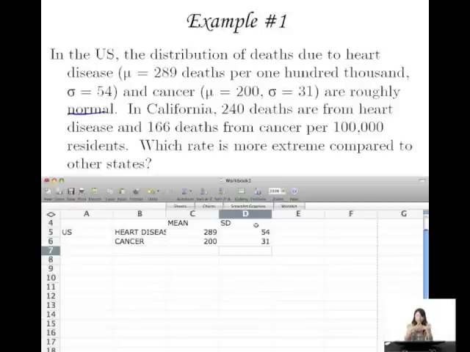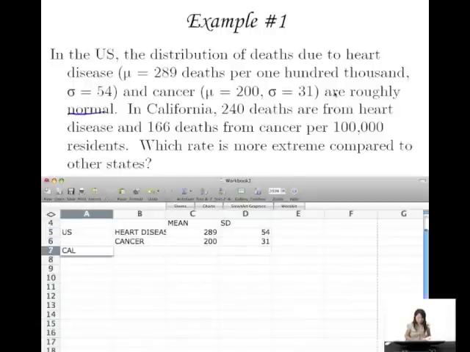It's hard to compare with just the numbers because even though 240 deaths is less than 289 and 166 deaths is certainly less than 200, we're wondering how much less. How far away from the mean are you? And one way we could do that is by using z-scores, because z-scores will give you the distance in terms of standard deviation. And because these two populations have very different standard deviations, that's worth knowing.